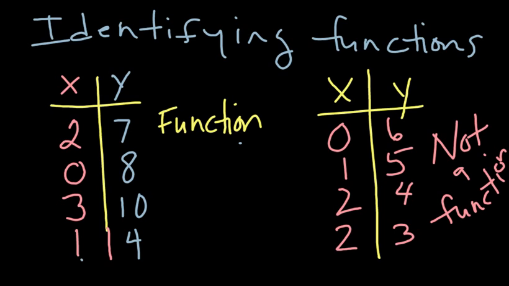Now, when you're looking at a table, an input-output table, it's pretty easy to see right away if something is a function. Because notice, in the x column, are any numbers repeated? No. In this x column, are any numbers repeated? So another way to look at this is, oh, this is repeated, those are different outputs, that's not a function, this is a function. Let's try another one.